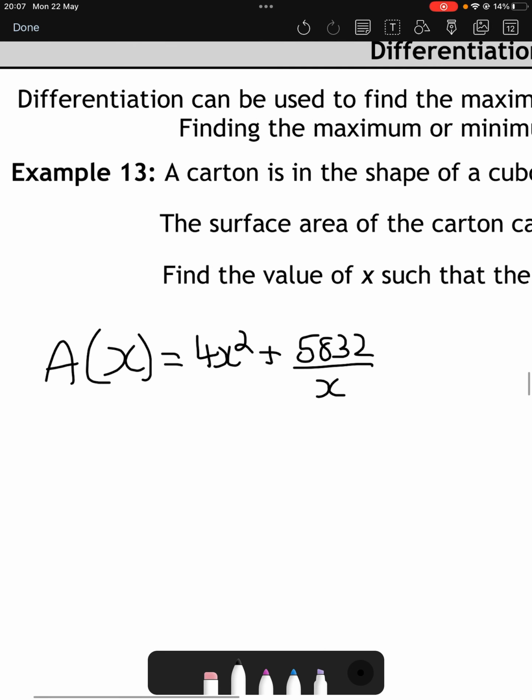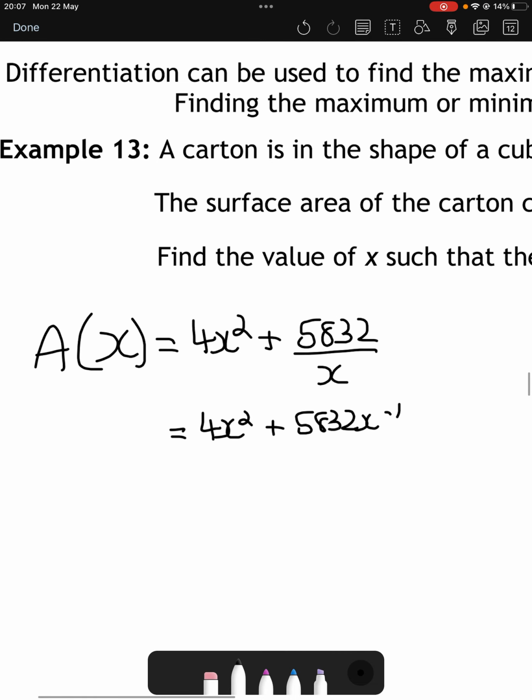Right, so first thing we need to do is we need to differentiate it. Think about your rules for stationary points. The first thing we do is to differentiate, but it's not in the right form to differentiate. So we need to put it in the right form. So we're going to differentiate it. Now you can see I've got A dash of x, really important. We're relating it to the question because it's real life.